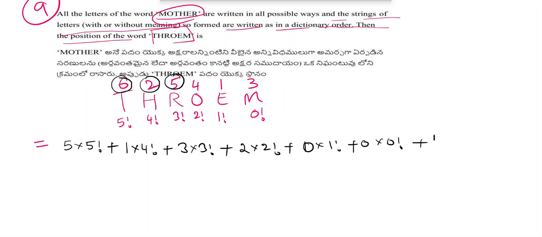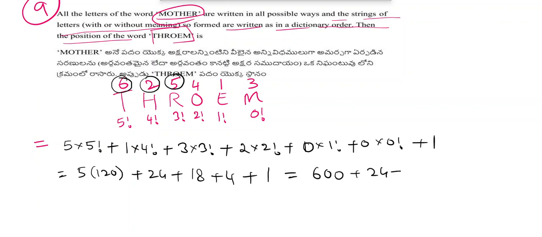Plus, lastly, write down 1. That is 5 into 5 factorial, that is 120. 4 factorial is 24. 3 into 3 factorial is 6, and 6 into 3 is 18. 2 into 2 factorial is 4, plus 1. That is equal to 5 into 120, which is 600, plus 24 plus 18, plus 4 plus 1.